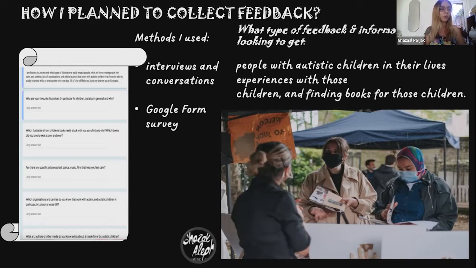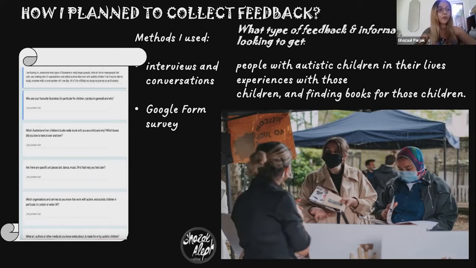The second one was I made a Google Form survey. Most of the people at the test would be the general population, not necessarily my target market of people with autistic children in their lives. So I mostly focused my survey on getting information about people's favorite illustrations as children and art that makes them feel calm and happy.